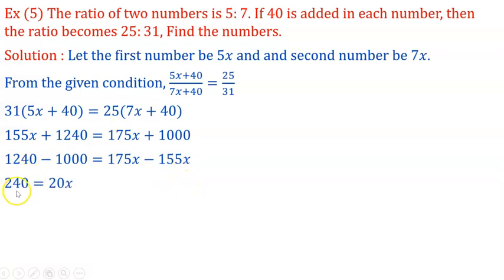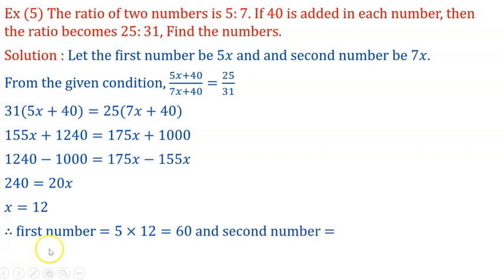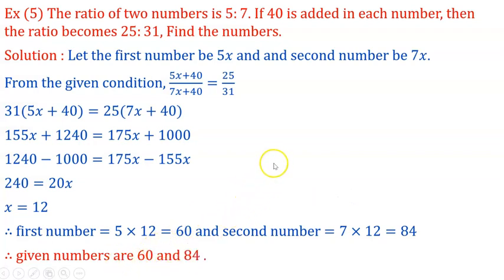Next, subtraction, you will get 240 equals 20x, and hence x equals 240 upon 20. You will get x equals 12. Therefore, the first number is 5x, that is 5 into 12, you will get 60, and the second number is 7 into 12 equals 84. Therefore, the given numbers are 60 and 84.